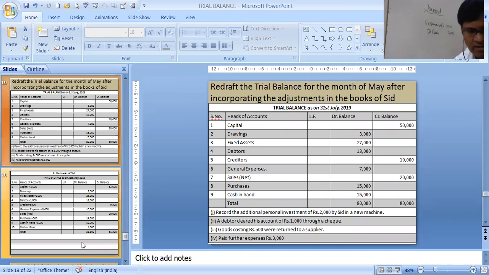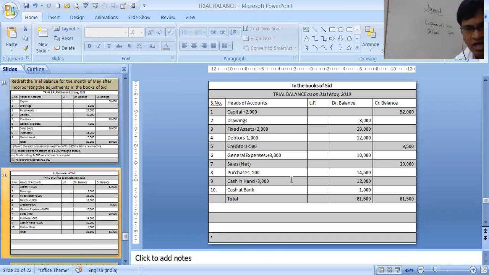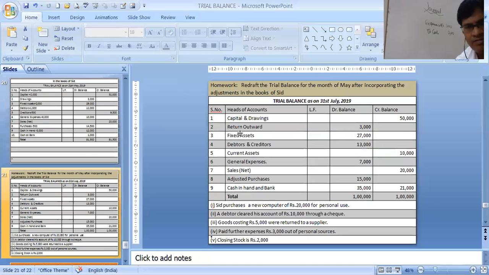Let's see the solution. In the cash in hand, we have reduced 3,000, so it became from 15,000 to 12,000. And in expenses, like general expenses, we have added 3,000, so it increased from 7,000 to 10,000. Now again, when we add, you will see the total has changed. It became 81,500 and 81,500. So these are your adjustments regarding your trial balance. Hope you all have understood. If you have understood, you will be writing this sum. You can take a screenshot or see the video and get the sum. This is the sum, and I want this solution in the next class.